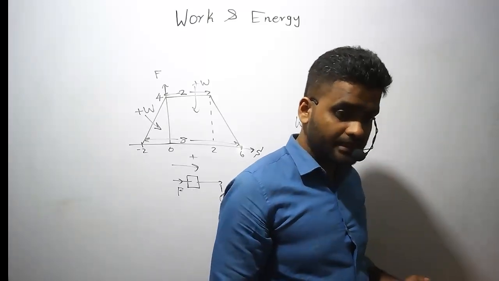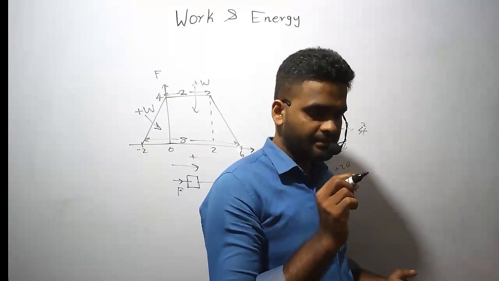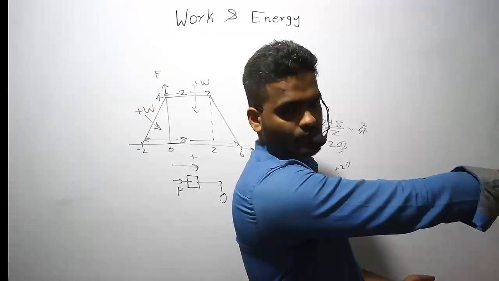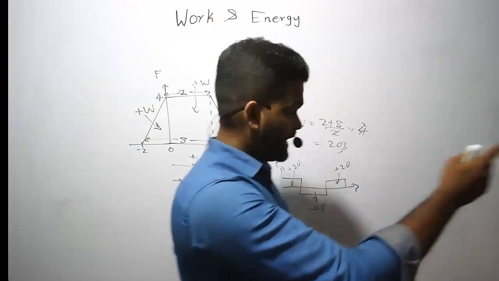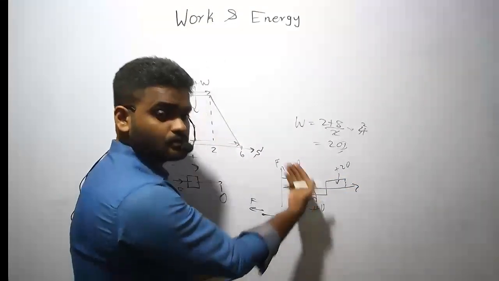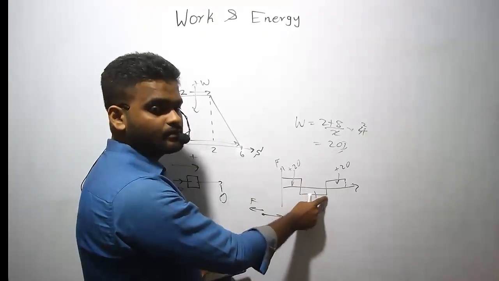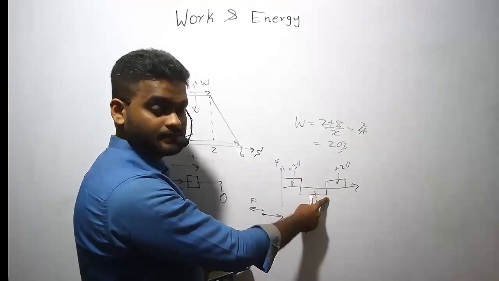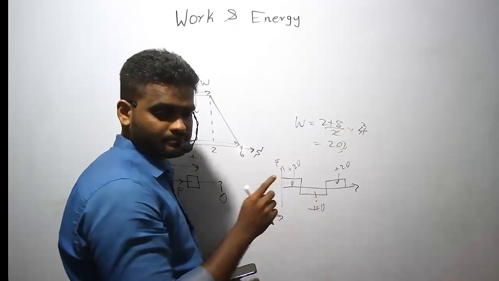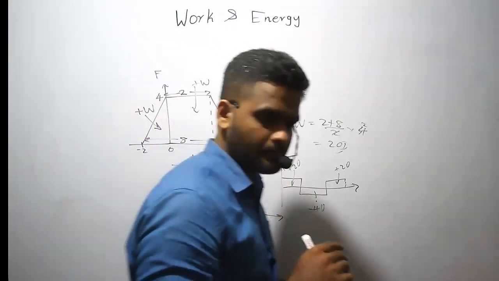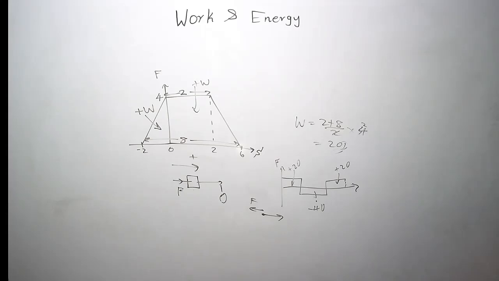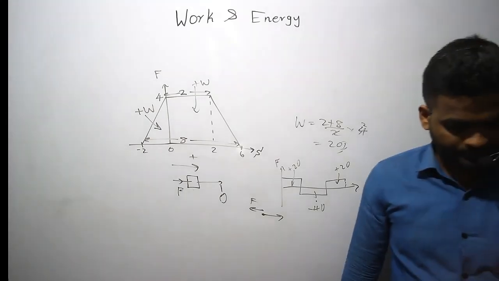Yeah, object doesn't change its direction. Displacement occurs to this side only. Got it? But here force becomes to the opposite side. So within this area, it is a negative work done by that force. Understood? Yeah, answer is 0. First one is the correct one.